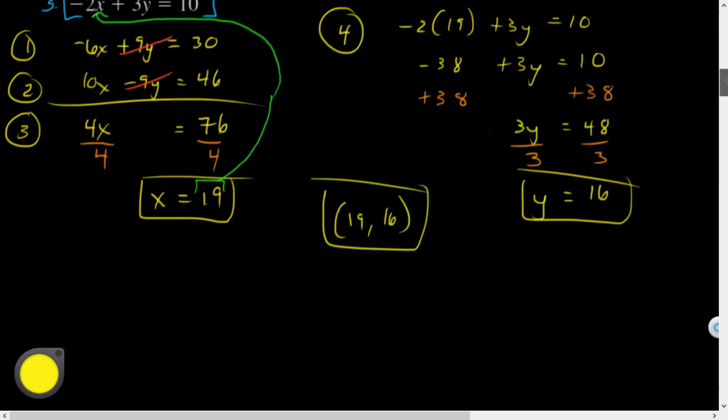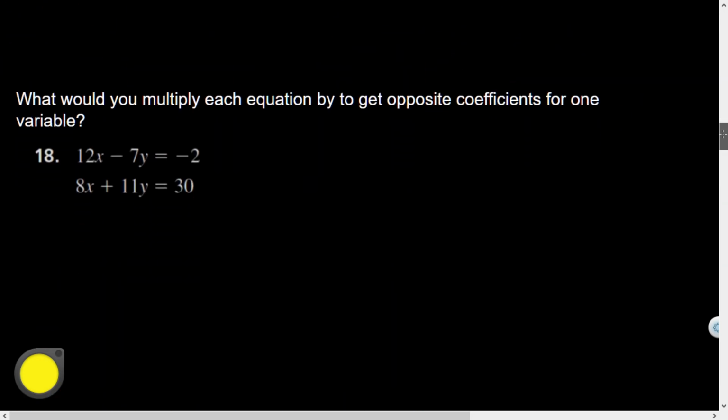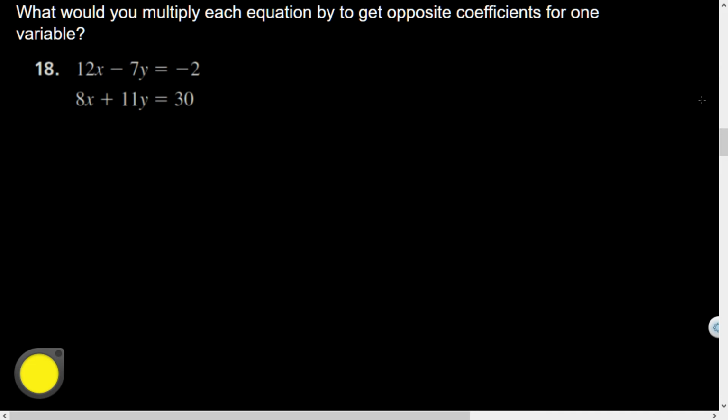Then I gave you a couple more problems. I'm going to do one of them, where instead of having you solve it, I was more interested in what your step 1 would have been, okay? So let's look between 12 and 8. What would I multiply each equation by to get opposite coefficients? So let's do it this way. 8, 16, 24, 36, 48. And yeah, if I do 12s, 12, 24, yeah, you're right. 24 is the least common multiple. That's the mathy word for that.